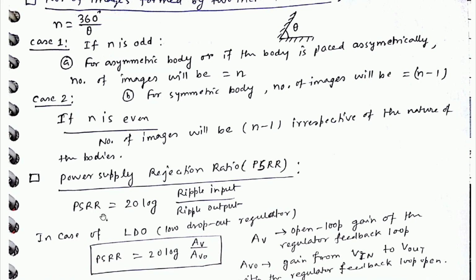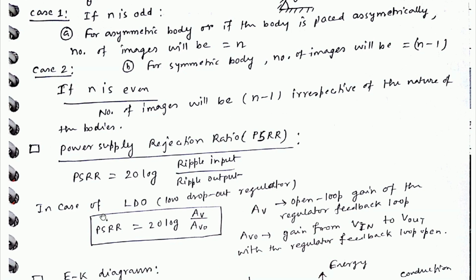Power supply rejection ratio, PSRR, equals 20 log of ripple input by ripple output. In the case of an LDO, low dropout regulator, PSRR equals 20 log of Aβ by Aβ naught. Aβ is the open loop gain of the regulator feedback loop, and Aβ naught is the gain from input to output with the regulator feedback loop open.